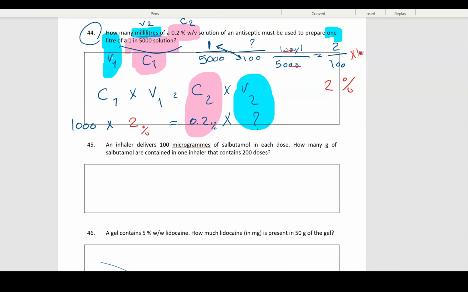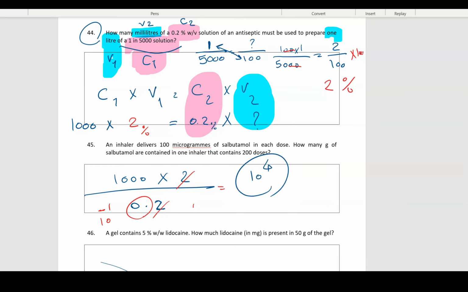Now 1,000 times 2 divided by 0.2, so 2, and this part is 10 to the power of -1, so the answer is 10 to the power of 4. 10,000, it's a volume in milliliter.